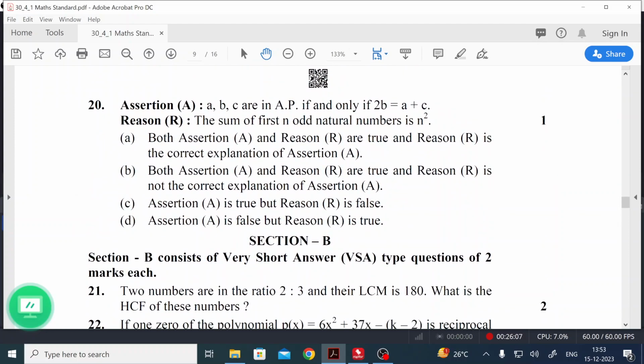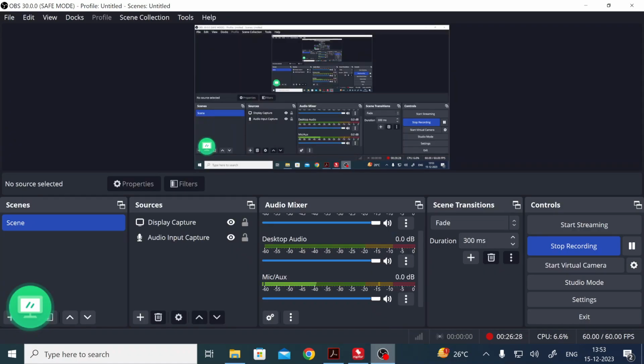And here, A, B, C are in AP. AP in the sense what, children? Arithmetic progression. So A1, A2, A3 are in AP. The formula we have to use is A2 minus A1 equal to A3 minus A2. Do you understand? You apply this, and we will see what you get. Apply this.